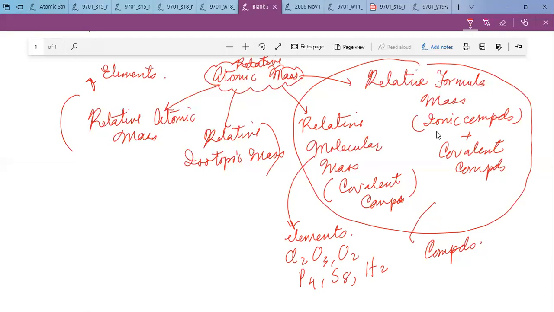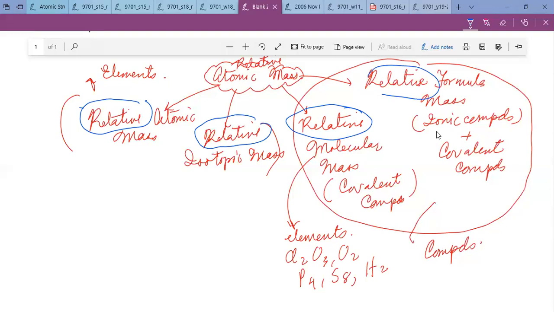Now, why do I use the word relative? Relative basically means compared to, in comparison. Because atoms are so small and so light, an actual value in grams or kilograms is tiny. To make the number large enough for us to compare, for example, if I weigh 0.0002 grams and another person weighs 0.001 gram, that means I'm 2, he's 1, no real comparison. So you compare to what?